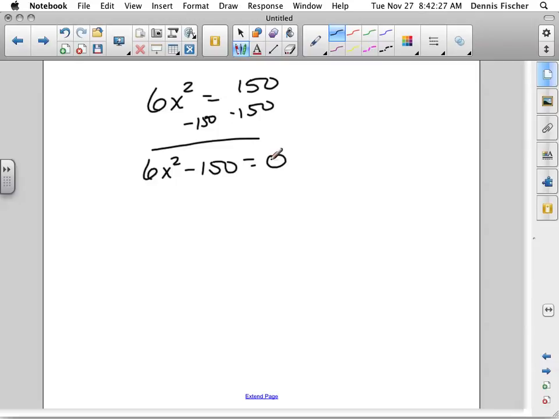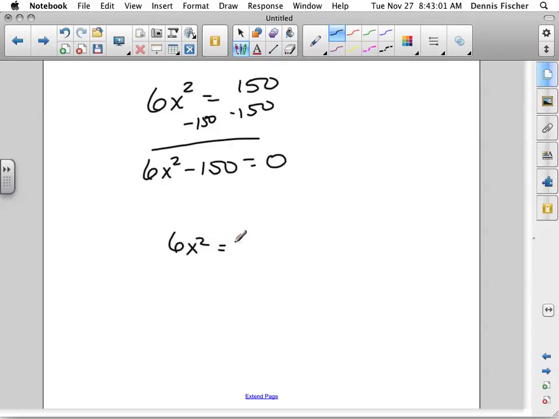Now, how can I solve this? Could I use the quadratic formula? Yeah, I could. I know my a, I know my b, which is 0, and I know my c, which is negative 150. I could use the quadratic formula, negative b plus or minus the square root of b squared, right? That's one way. Another way is, if there's no middle term, it can be solved by square roots. Not completing the square, but square roots. What I mean is, I'm going to go back to this step here.